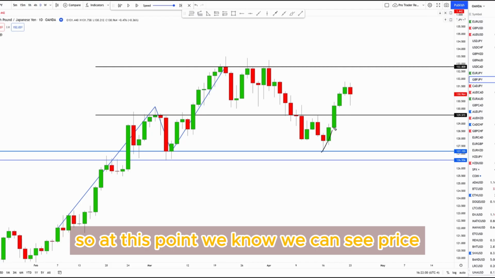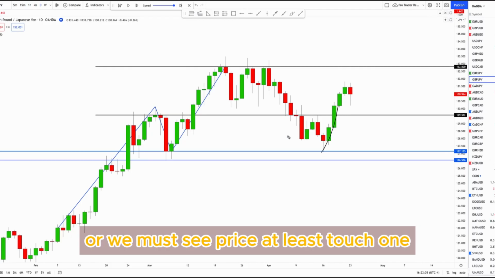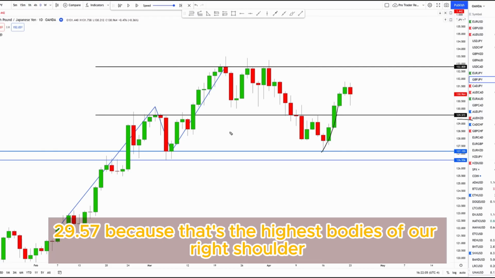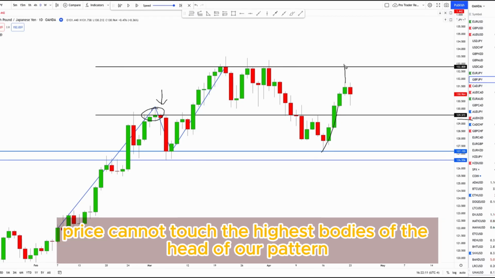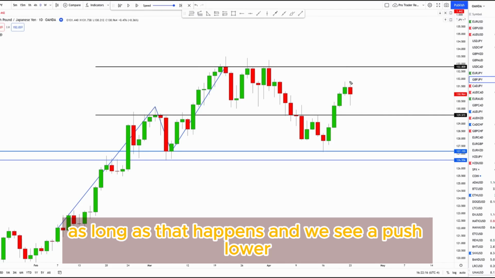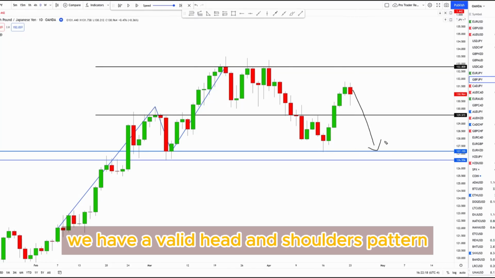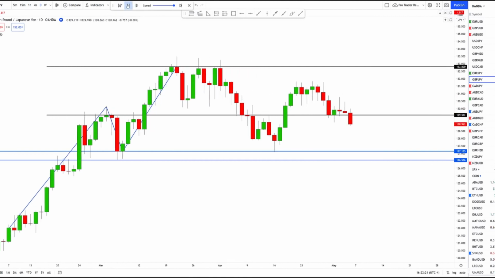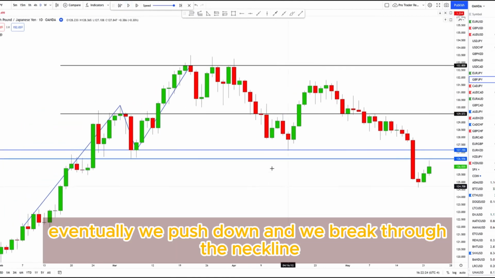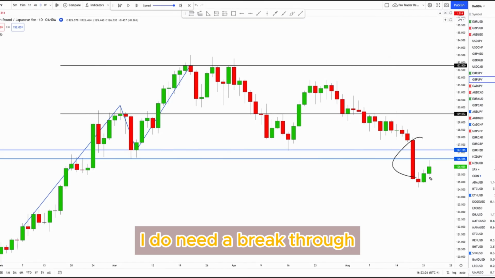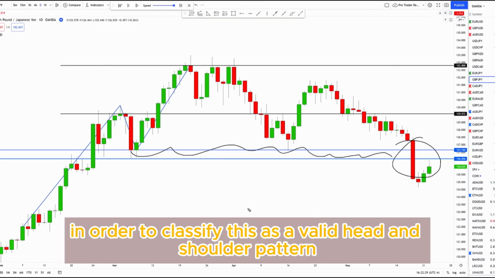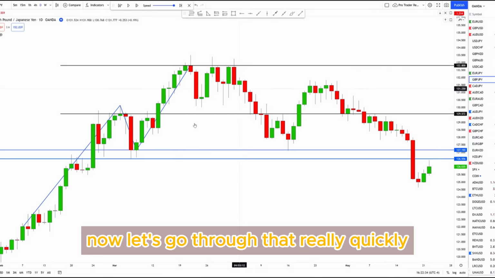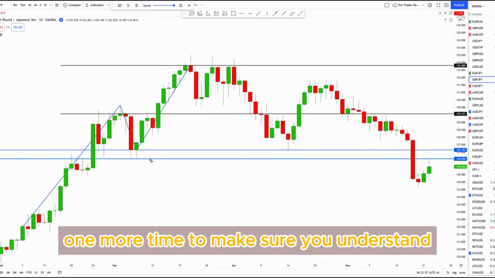So at this point, we know we can see price, or we must see price, at least touch 129.57 because that's the highest bodies of our right shoulder. We know that price cannot touch the highest bodies of the head of our pattern. As long as that happens and we see a push lower, we have a valid head and shoulders pattern. Let's see what price does. Eventually we push down and we break through the neckline. And I do need a break through the neckline zone in order to classify this as a valid head and shoulder pattern. Now, let's go through that really quickly one more time to make sure you understand it.